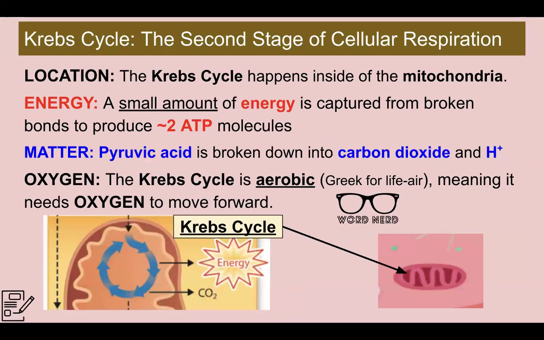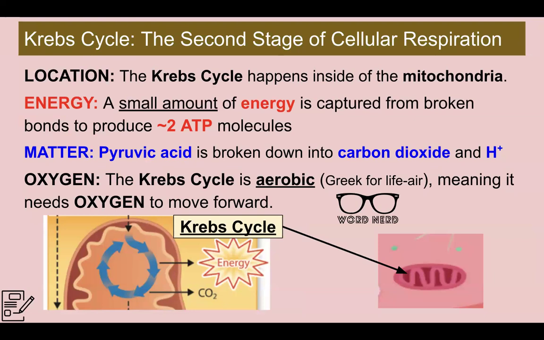The second stage of cellular respiration is the Krebs cycle. And the Krebs cycle happens inside of the mitochondria. In terms of energy, the Krebs cycle has a small amount of energy captured from the broken bonds to produce 2 ATP molecules.